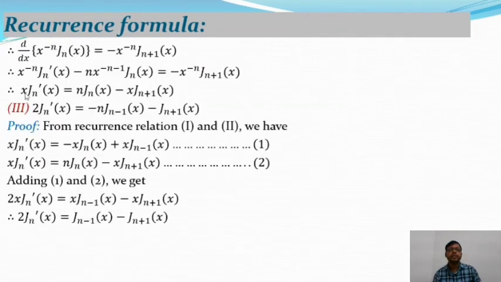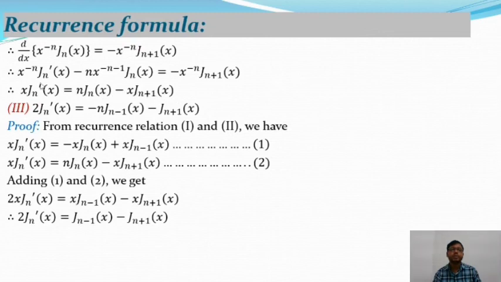So now we differentiate this equation, that means d/dx of x^(-n) J_n(x). After differentiating, we'll get x^(-n) J_n'(x) minus n into x^(-n-1) J_n(x), and it is equal to minus x^(-n) J_{n+1}(x). And after cancelling the term x^(-n-1) on both sides, we will get x J_n'(x) is equal to n J_n(x) minus x J_{n+1}(x).